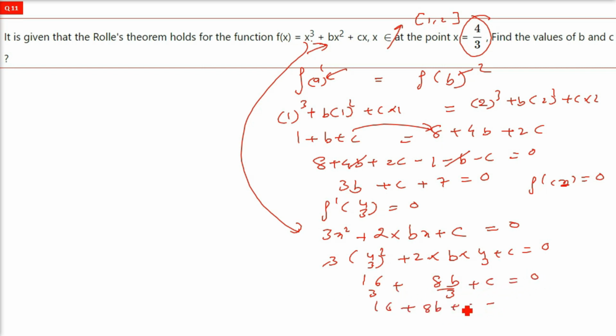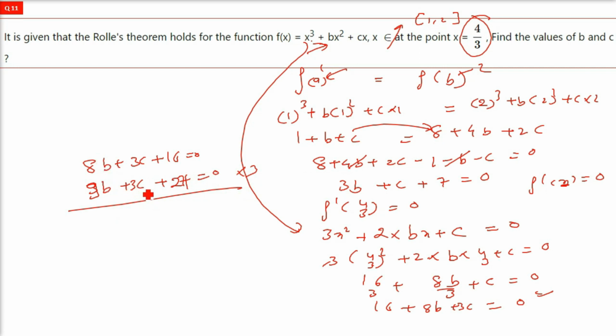There are two equations. One is 3b plus c plus 7. The second one is 16 plus 8b plus 3c, or you can write it like this: 8b plus 3c plus 16, and this one 3b plus c plus 7. It should be written on top of this second equation, but let it be. How to solve this? You can multiply everything by 3 in the first equation. You'll get 9b and 3c, 21. Now subtract these two, 1 and 2. I'm taking 2 minus 1. So I'm subtracting 9b minus 8b, which is b. Then we have 3c minus 3c, and then here you get 21 minus 16.